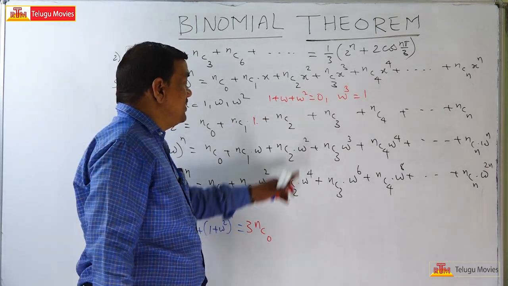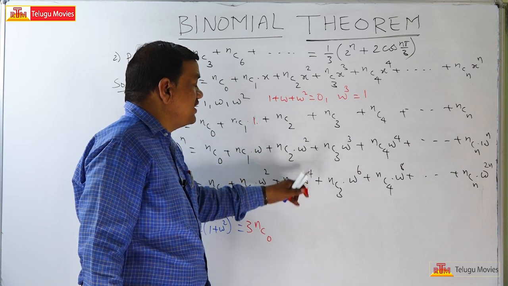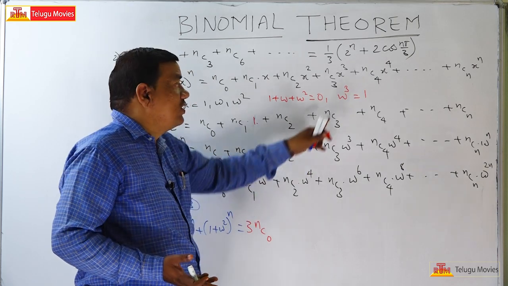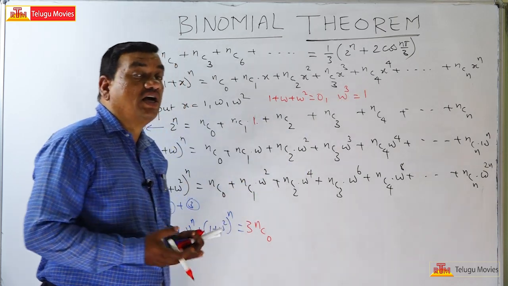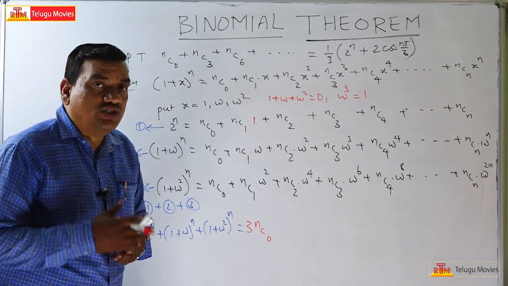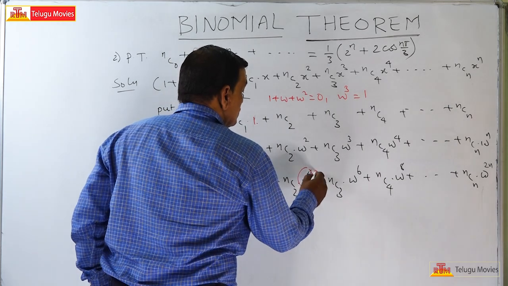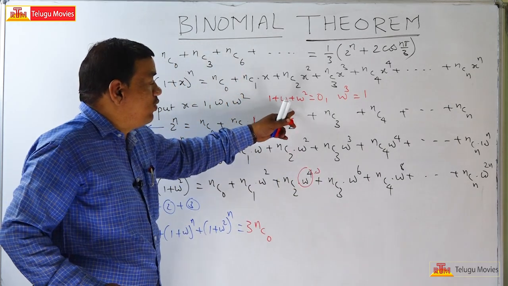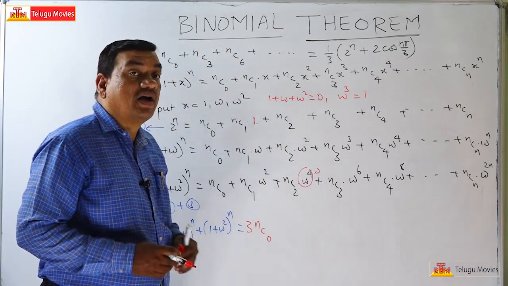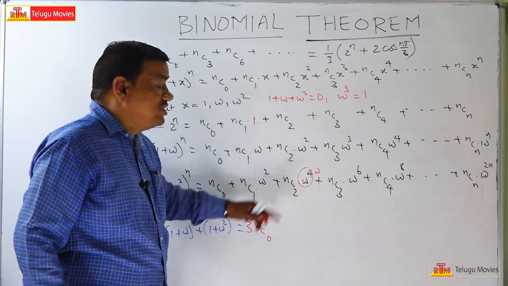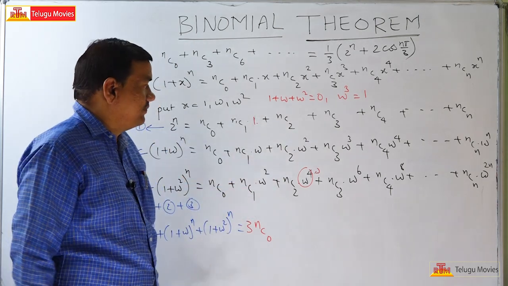Next one is here, 1, omega, omega square. Omega power 4 means what? Omega power 4 means omega cube into omega. Omega cube value is 1, so this is equal to omega. Again, 1 plus omega plus omega square value is 0. Therefore, the nC2 term also will vanish.